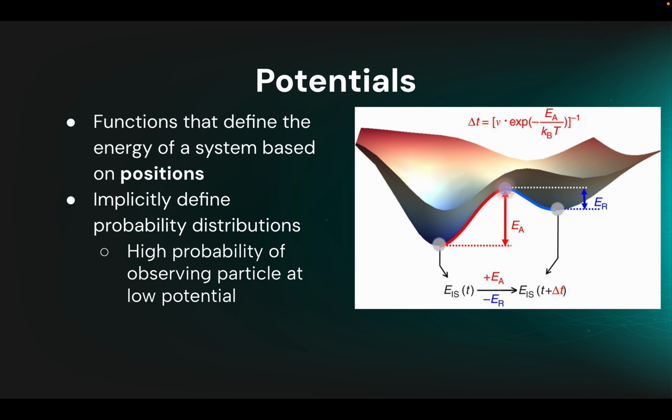So first, we're going to give some context and talk about potential energies, potential functions. These are just functions that define the energy of our system based on the positions only of different atoms or particles in our system. And these potential functions implicitly define probability distributions of where we expect to observe the atoms or particles. So we're going to have a higher probability of observing particles at low energy states, low potentials, and vice versa, and a low probability of observing particles at higher energy states.